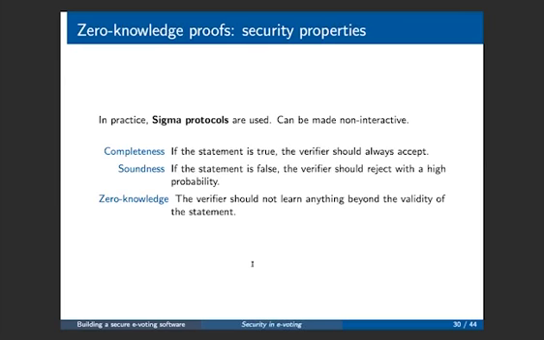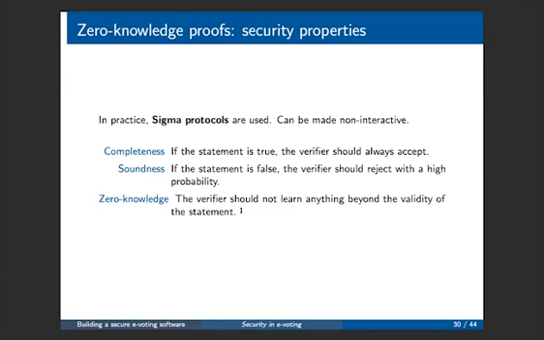The properties that we expect from zero knowledge proof of knowledge, the ones that we are going to use in e-voting, is completeness. So whenever the statement is true, we expect the verifier to always accept the proof. Soundness, which means that if the statement is false, then the verifier should reject with high probability, which means that there is still a slight and small probability that it won't be rejected, but it should be small enough. And zero knowledge, so the verifier shouldn't learn anything beyond the validity of the statement.